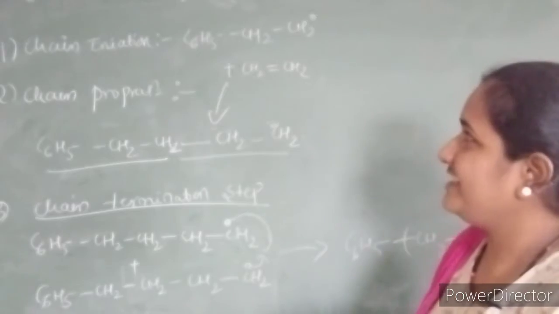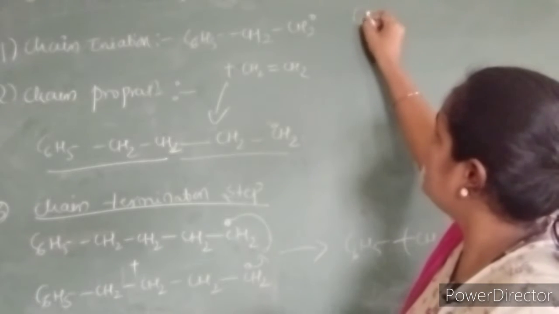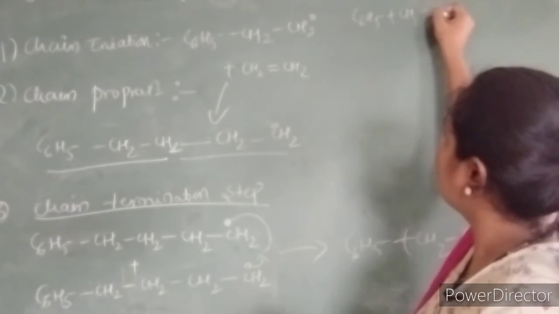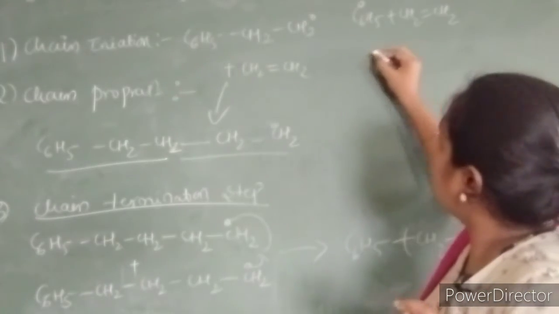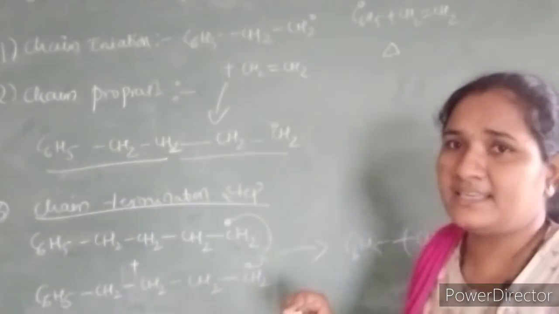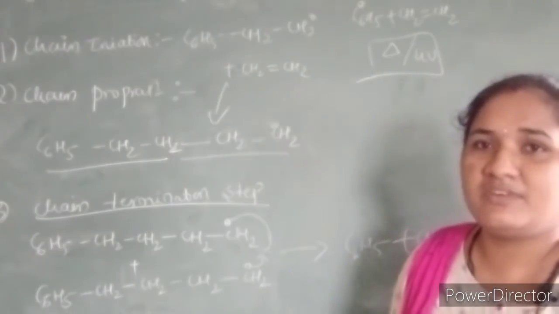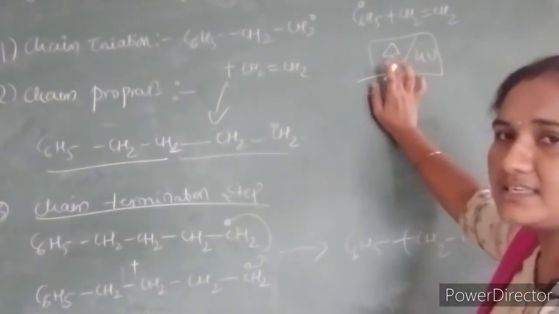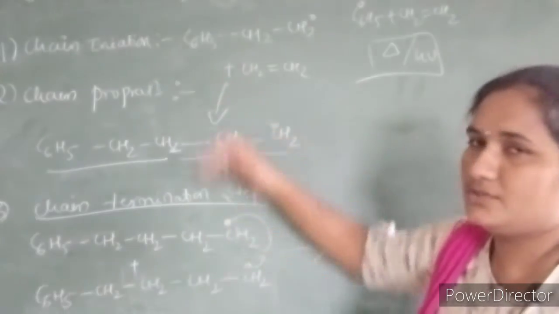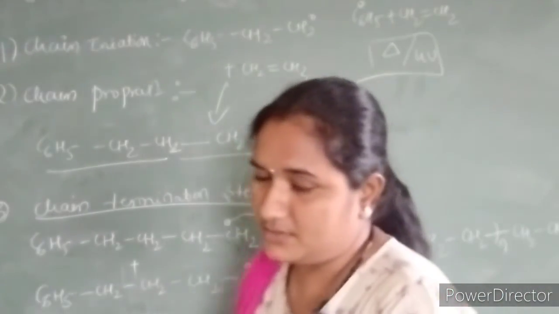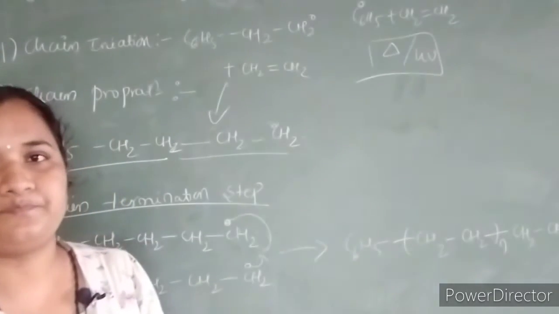Moreover, in chain initiation, the phenyl radical reacts with CH2=CH2. This radical interacts with the ethene molecule in the presence of a small amount of heat or else sunlight. Okay, it should be remembered: the chain initiation takes place in the presence of sunlight or a small amount of heat. Then we get the formation of this product. Further, it interacts with n number of molecules. So this is addition polymerization through the free radical mechanism.